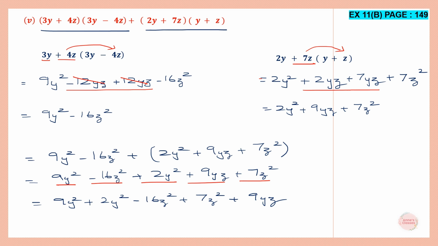Now let's work on the like terms here. So here 9 plus 2 is 11. 11y square. Here we have minus 16 plus 7. Signs are different. Put the sign of the bigger number and subtract. 16 minus 7 is 9. So that is minus 9z square. And the last one, 9yz. So we have a final answer here, 11y square minus 9z square plus 9yz.